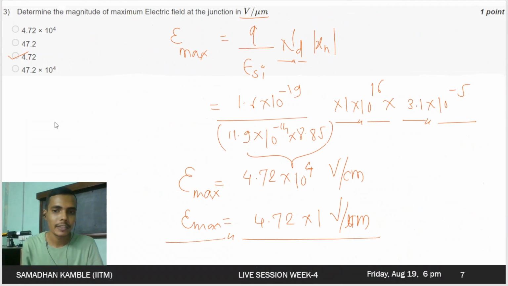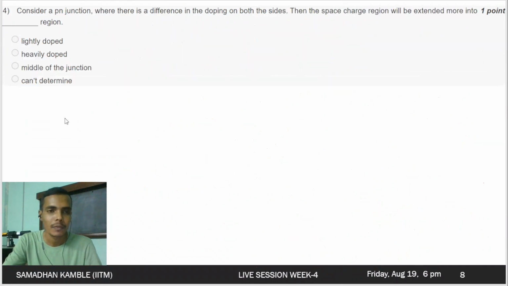Then let us move to problem number 4. Problem number 4 is a little conceptual question. You need to apply a certain level of understanding here. It is quite simple though. Consider a PN junction where there is a difference in the doping on both sides, the doping concentrations on both sides.